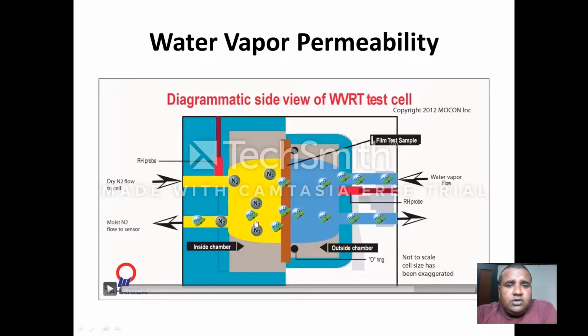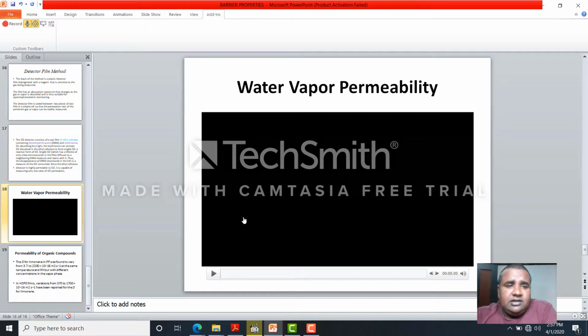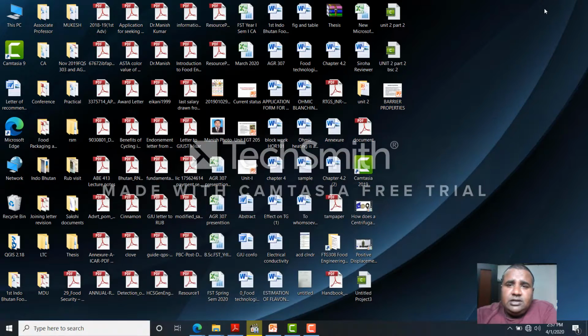On these sides we have created an environment which has nitrogen. So these molecules, here the higher concentration, and as an affinity of this material and the diffusivity of this H2O particle, it will enter here, and here there is a moist N2 flow sensor. By the help of these sensors, we will say this much amount of the water vapor has entered.